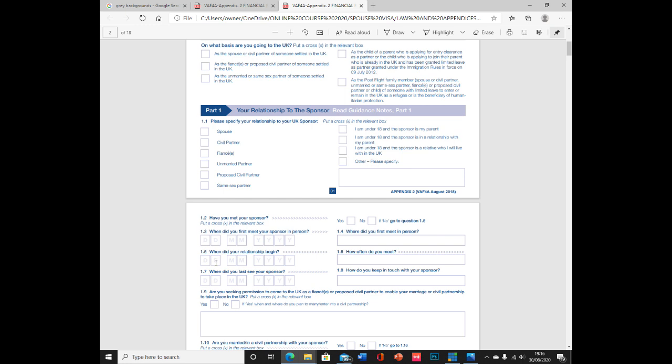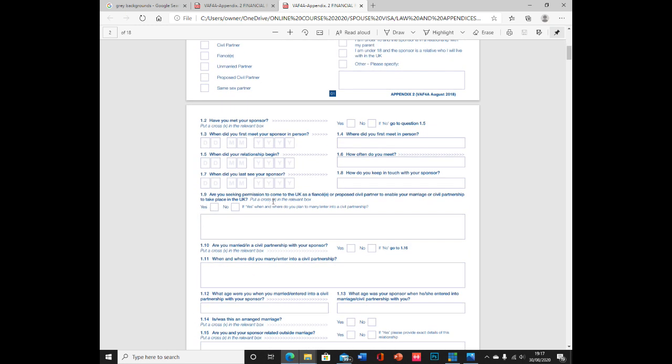Sometimes people just put their marriage date, so if you have been married, put the marriage date, or when you started your relationship. How often do you meet? Tell them. And when did you last see your sponsor? Tell them the date. How do you keep in touch with them? By WhatsApp, telephone, letter or email, you need to tell them.